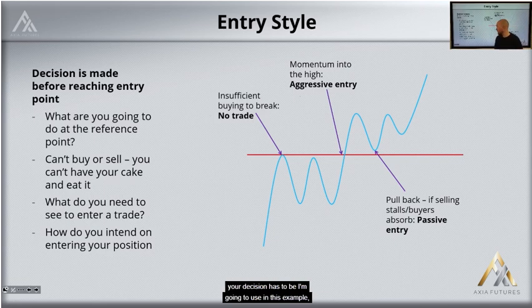So your decision has to be, I'm going to use this example, that you think this red level is going to break, you're buying it. That's the plan. So you're going to play for a breakout. This way, you've now made this decision simple. This is a binary decision. You are either going to buy it or you're not. You're not going to sell it.